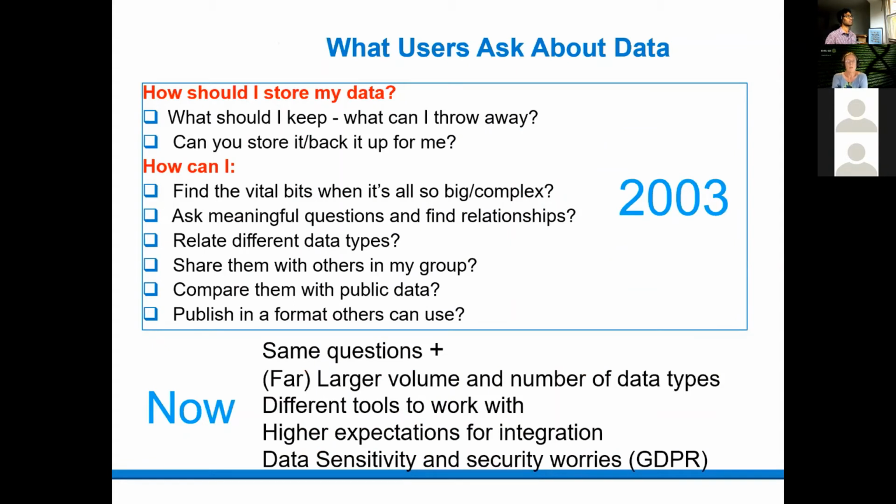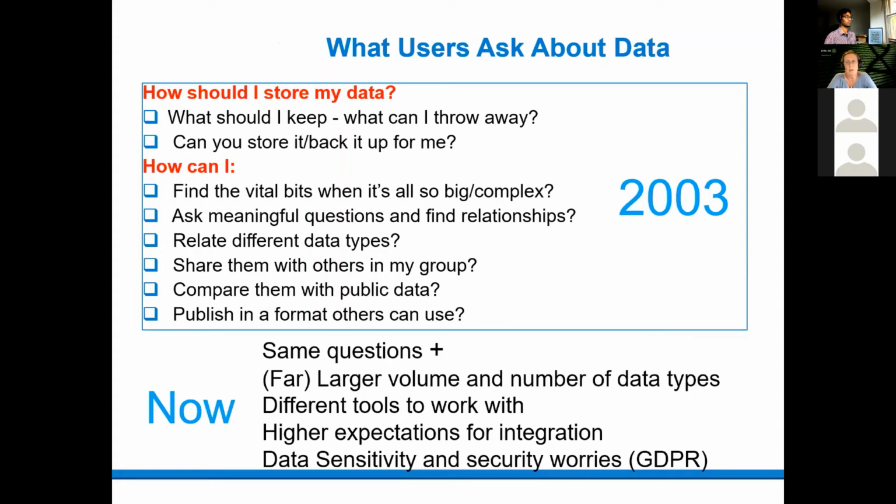So a lot of the questions that were being asked by users about data in 2003 are still very much there now. The sort of questions that you probably hear on a fairly regular basis. How do I store my data? I've got loads of it left over from this project. My PhD students just left. How much of this data do I need to keep? Do I need to keep all of my interim data? What can I throw away safely? I'm not sure about it, so maybe we need to keep everything forever.